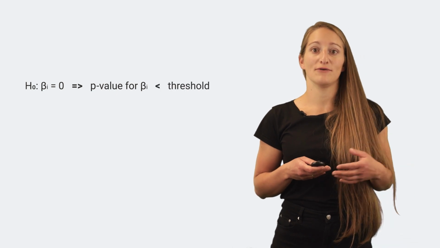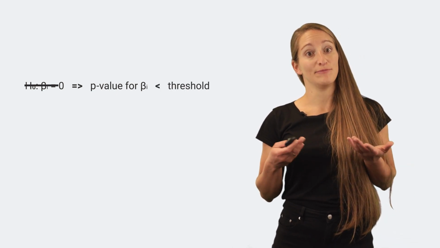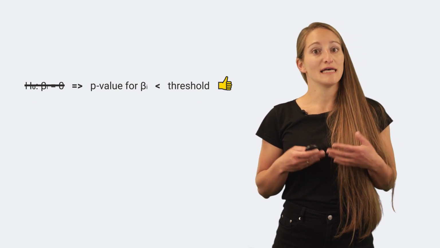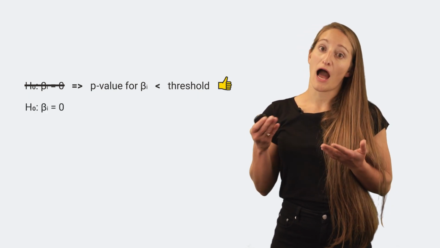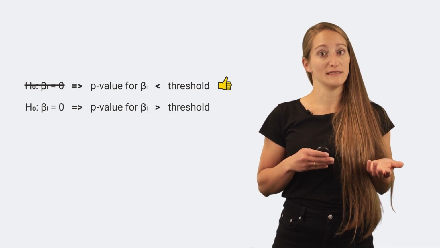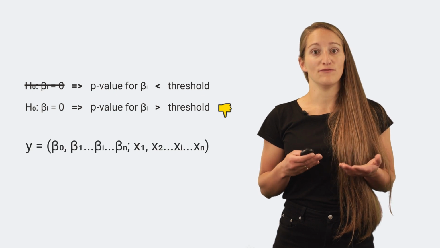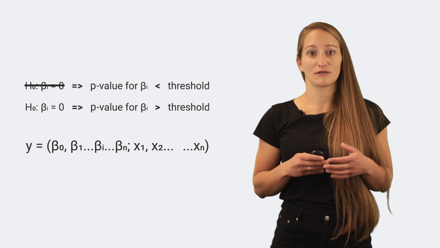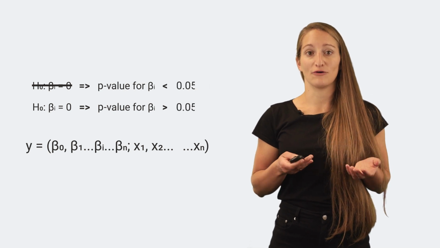A low p-value indicates that the null hypothesis can be rejected, which means that the corresponding independent variable has a significant impact. High p-values, on the other hand, indicate that the corresponding independent variables are not likely to add meaningful information to the model and can be excluded. A commonly used threshold for the significance level is 0.05.